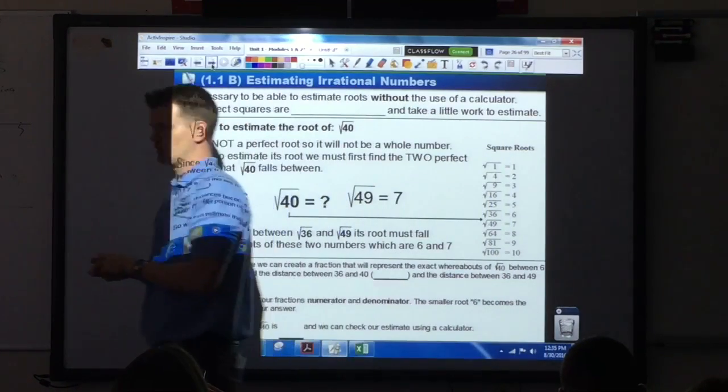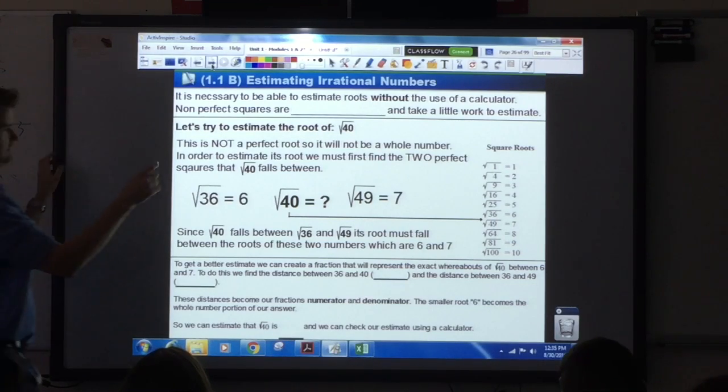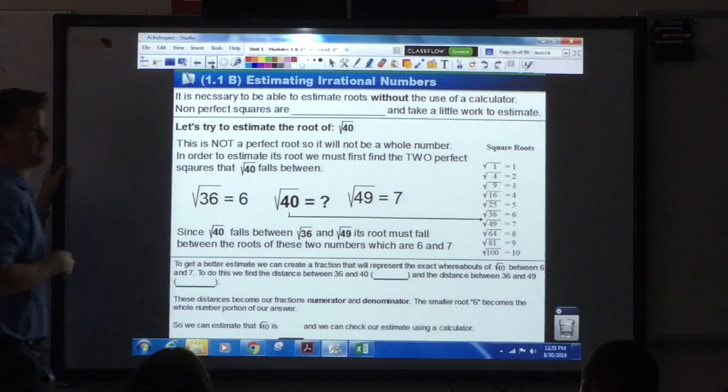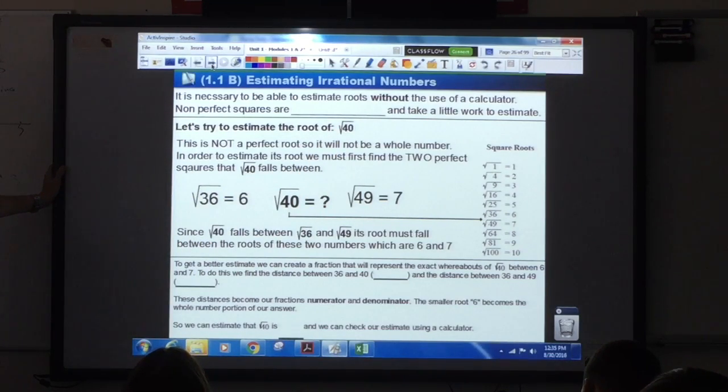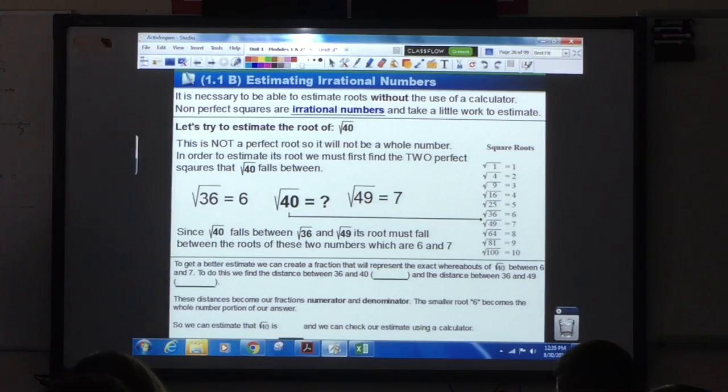The goal of this is to really see if you can use those mathematical brains that I know you all have to take something like this. Is that a perfect square? No, it's not. To take a non-perfect square and then estimate. I like to use the word guesstimate because you're kind of guessing. Guesstimate as close as you can to the actual decimal. So non-perfect squares, like I said before, are irrational numbers.